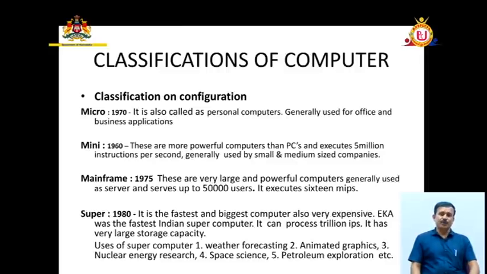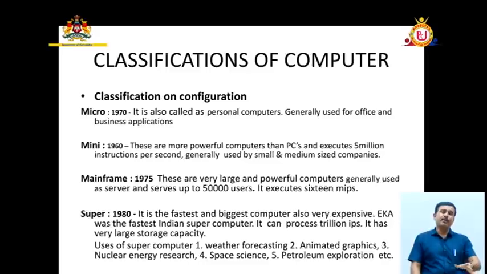Next, supercomputers. It is the fastest and biggest computer, and also very expensive. EKA was the fastest Indian supercomputer. It can process trillion IPS, instructions per second. So it has a very large storage capacity. I think you can understand. It works with very fast capacity, so the processing speed is enormous.